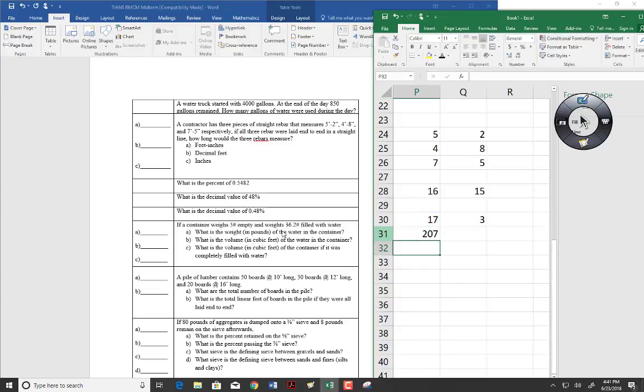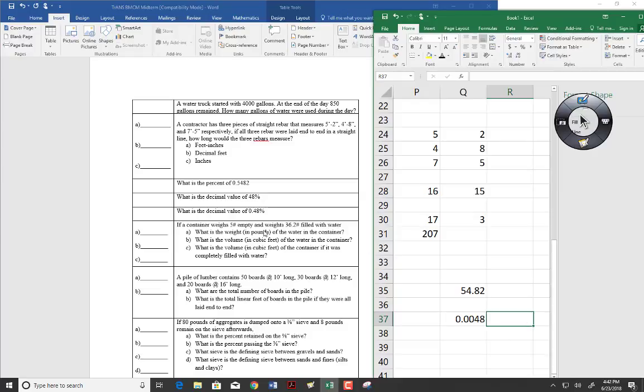The percent of 0.5482 is 54.82%. Moving it back 2 decimal places, 54.82%. What is the decimal value of 48%? Decimal value is 0.48. What is the decimal value of 0.48%? That would be 0.0048. That's the decimal value of 0.48%.